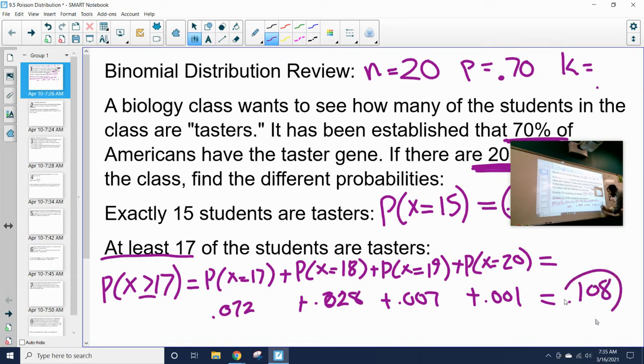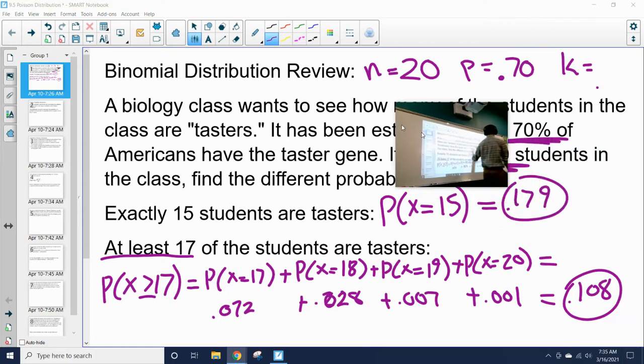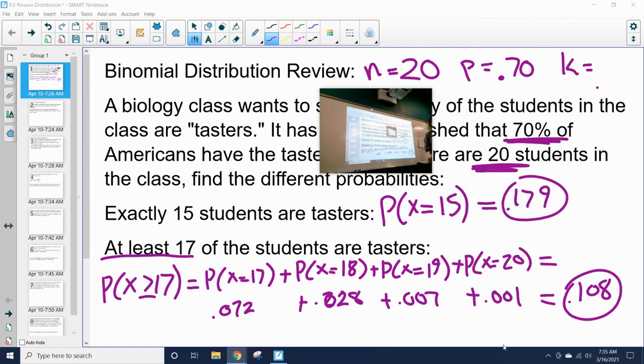So roughly, there's a 10 to 11% chance that at least 17 kids in the class would have this taster gene. And we had about an 18% chance that exactly 15 kids in the class would have our taster gene. So that was our binomial distribution.